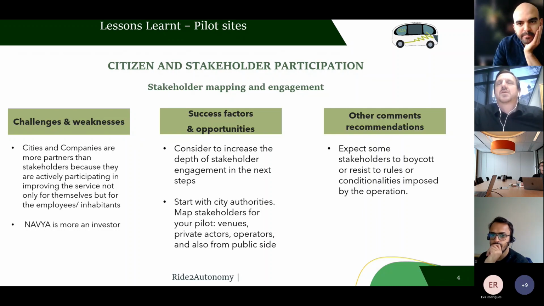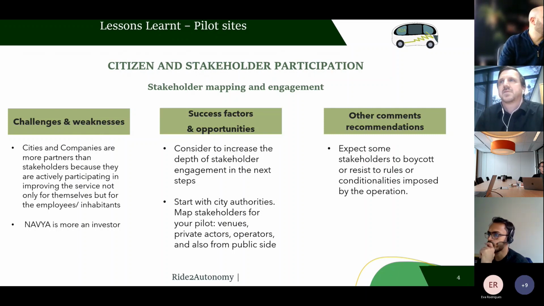So some of this is overlap of what's been covered, as there's always stakeholder participation involved, but citizen and stakeholder participation. The first of the templates was the stakeholder mapping and engagement. So some of the challenges and weaknesses, some of these perhaps seem a bit miscategorized, but still interesting input and feedback.